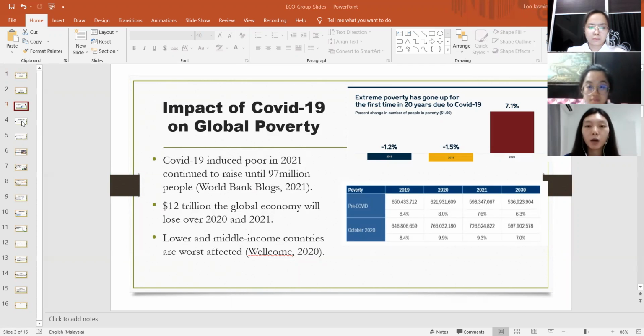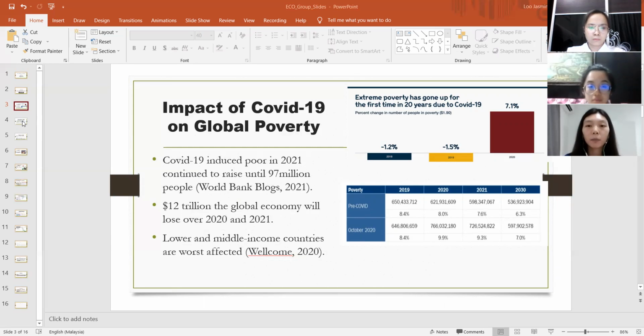The pandemic will likely trigger the biggest economic recession since World War II, causing a financial loss twice as great as during the 2008 recession. That is a staggering $12 trillion the global economy will lose over 2020 and 2021. The effects are felt unevenly across societies.